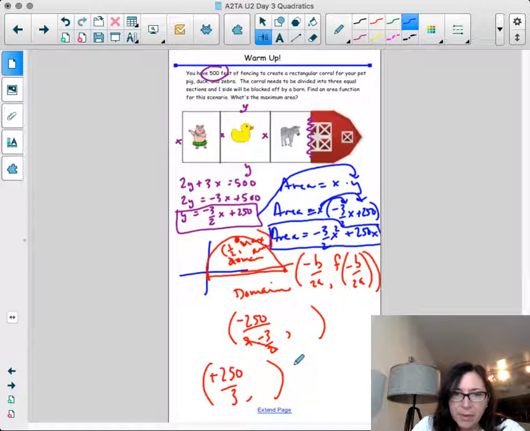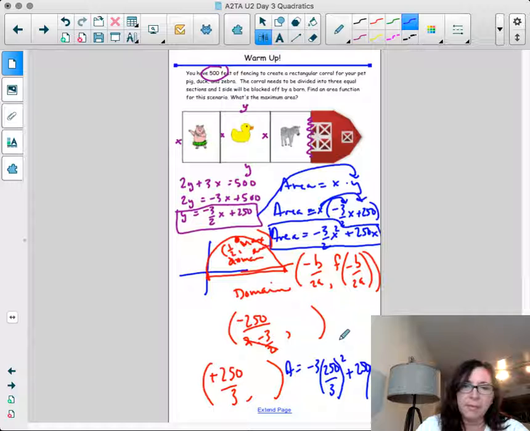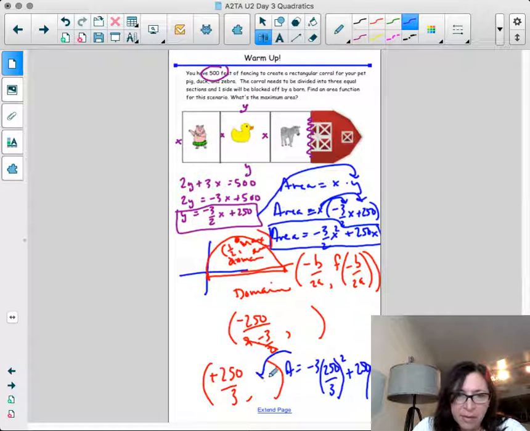You're going to go area equals negative 3 times 250 divided by 3 quantity squared plus 250 times 250 over 3. And then you're going to close that up. And that's your area. That's your max area, which also happens to be this y value.